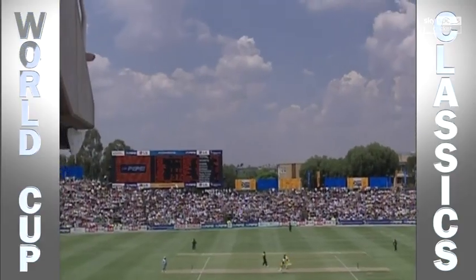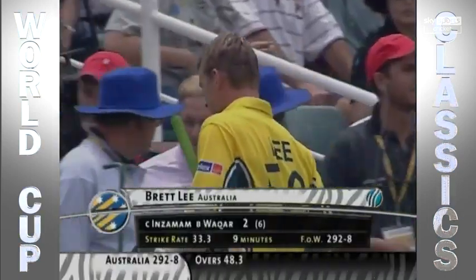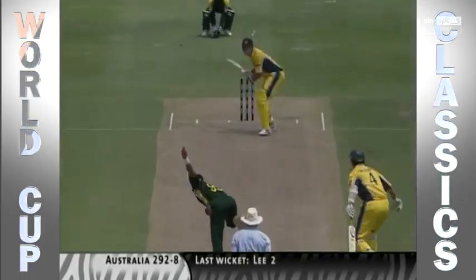Didn't get the elevation that he wanted. It was a skyer that went high in the air, and Inzamam-ul-Haq from deep back square leg had to come in, steady himself, and take a nice safe catch with a safe pair of hands. 292 for 8. This is over number 49.